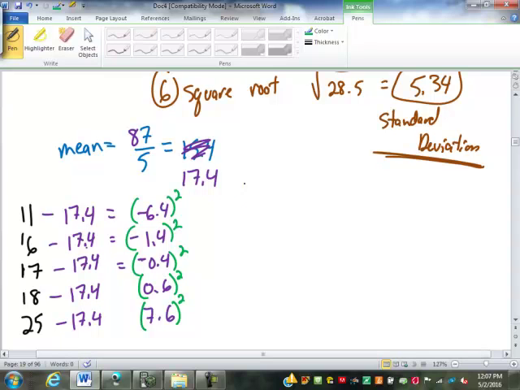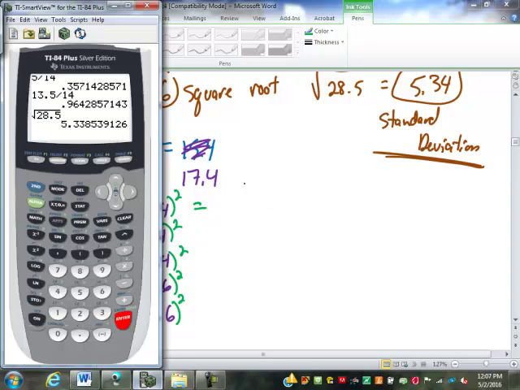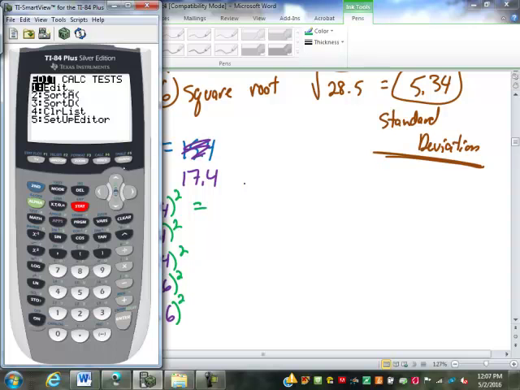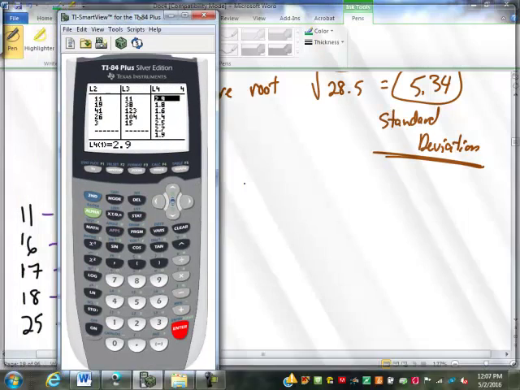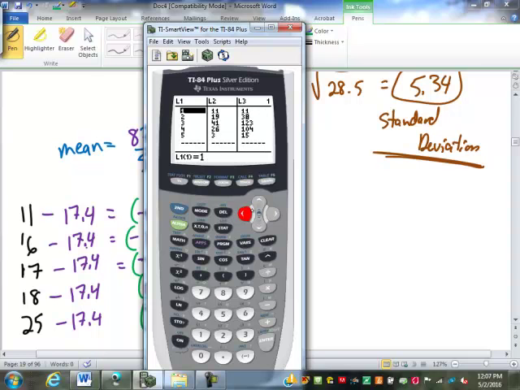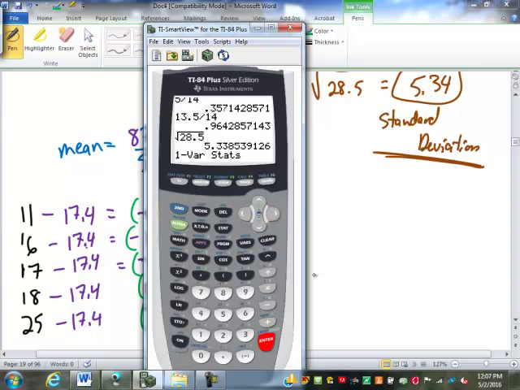Now at this point, for the sake of time, since we are at 12:07, you've only got a little over 10 minutes left. I'm going to leave it up to you to go ahead and find that standard deviation. I'll show you quickly what it comes out to be. I put in 11, 16, 17, 18, and 25. The standard deviation there comes out to be 4.50.